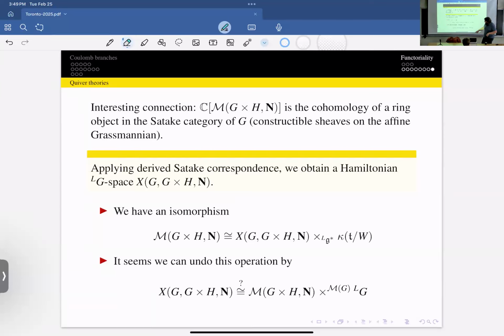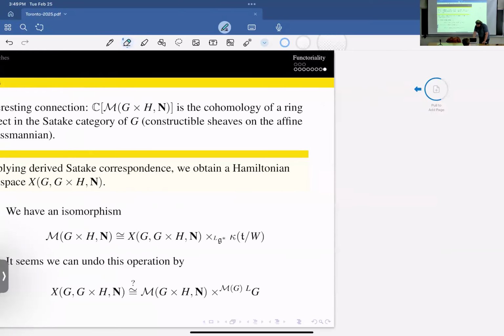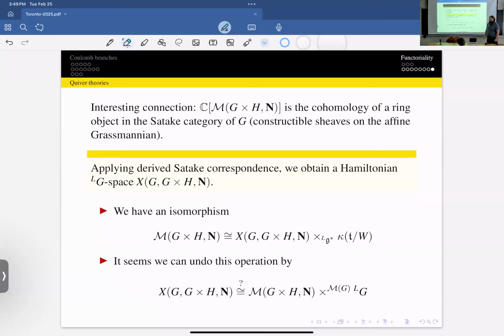There's a question mark here because I definitely don't want to claim that we proved this. But I think it's probably not actually that hard. I don't know. And I certainly think it's an interesting conjecture. All right, so I think that is all my slides, amazingly. The conjecture is that if you want the object that corresponds under derived Satake to the ring object, what you should do is take this Coulomb branch, think about.